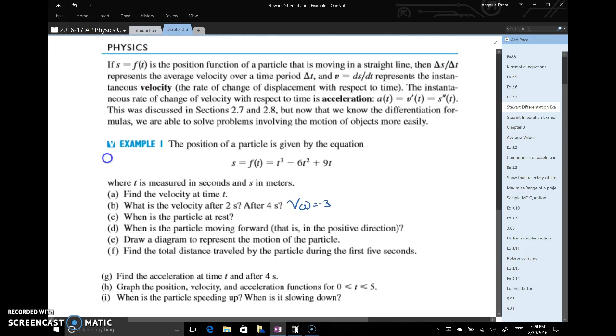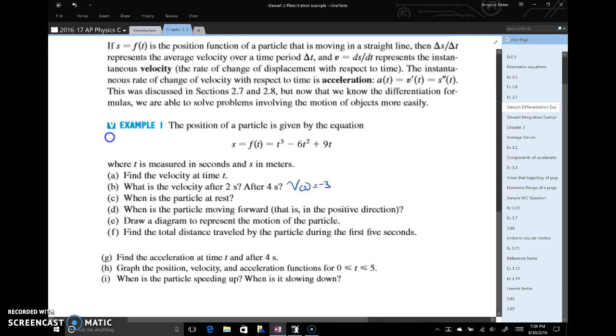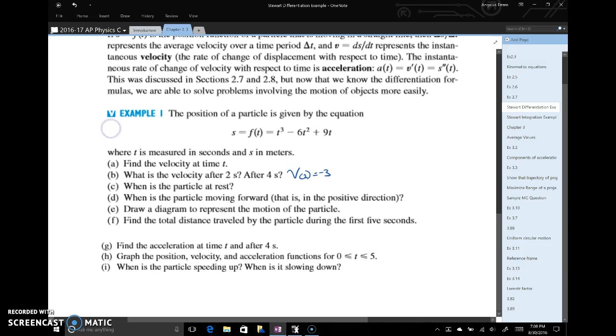Now, did they give us any units? We know it's seconds, meters. Okay, so we've got meters per second. And then v(4) is 9 meters per second. So the velocity being negative is telling us that we're heading in the negative direction. The velocity being positive is telling us we're headed in the positive direction. And again, we found this equation here was 3t squared minus 12t plus 9.